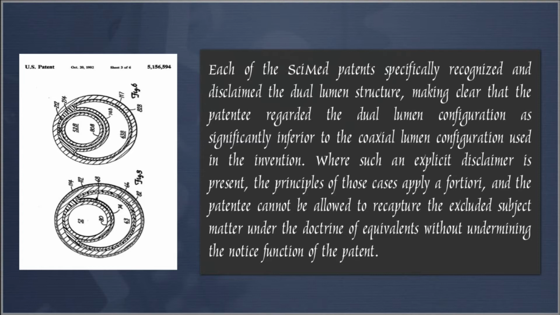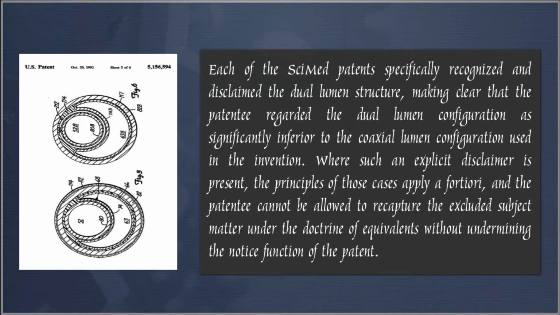The reasons for this are relatively straightforward, which is we want to enhance the notice function of the patent. And if you say in your patent to the public things like, I don't want the dual lumen configuration, that's not part of my invention, then the public has a right to rely on those statements. And so if you do things like that that indicate that you do not encompass at all a particular kind of embodiment, you cannot later claim that that embodiment was equivalent to what you did claim.